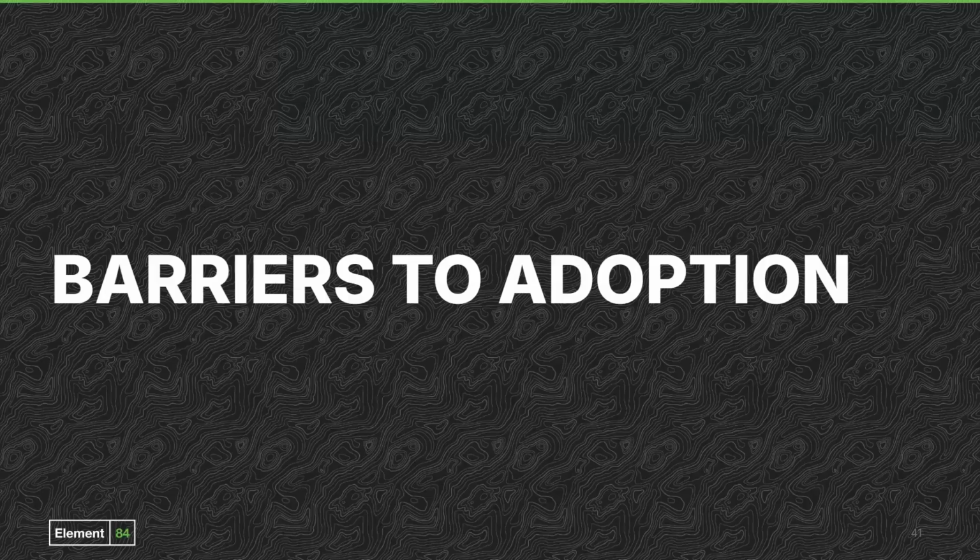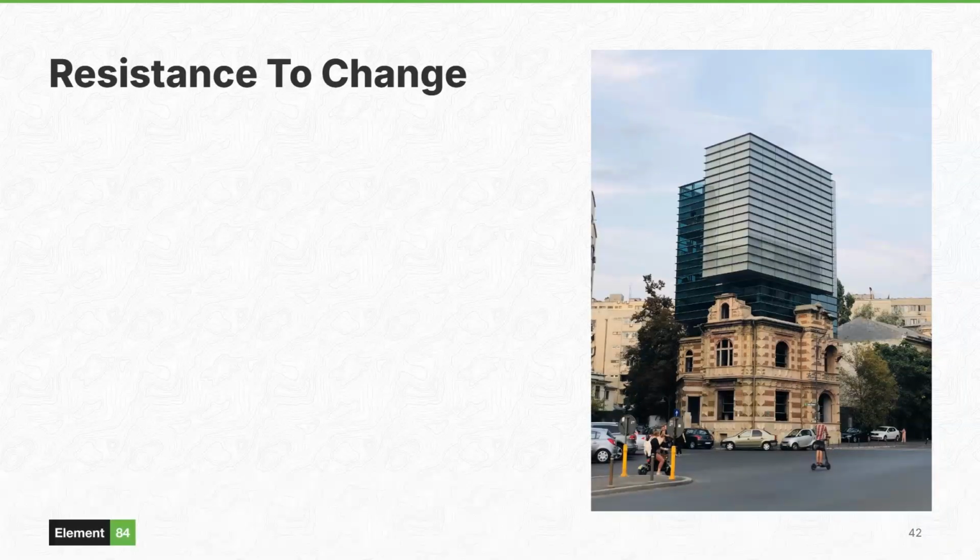And those are called barriers to adoption. So why is this necessarily important? We want to identify the potential pitfalls of tools that we can build and figure out ways to work around that. Okay? So the first one is resistance to change.